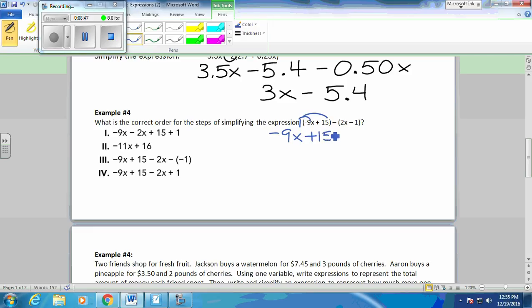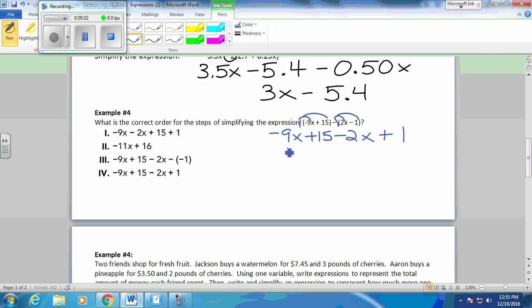Then for the second step, I'm going to distribute a negative 1. So negative 1 times 2x is going to give me negative 2x, and a negative times a negative, again, will give me positive 1. Then I'm going to stop and put my like terms next to each other.